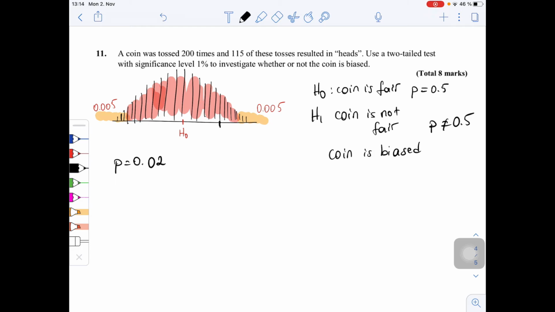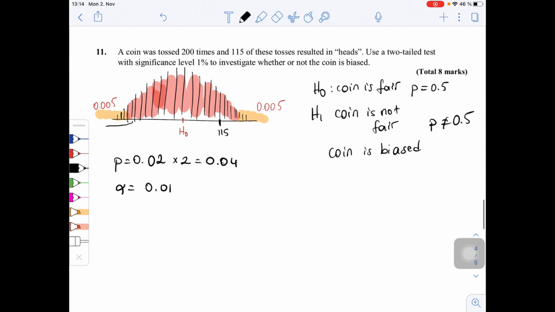But now this is for one side. This side I looked at. Let's say here is 115. How do I know it's here? Because it's more than this. So then my probability times 2, right? This comes from here, times 2, because it's a two-tailed test, 0.04. What is my alpha? Well, my alpha is 0.01. My test probability is greater than the alpha. That means my test statistic stays over here, or over here. That means I will accept the null hypothesis, which is that the coin is fair.